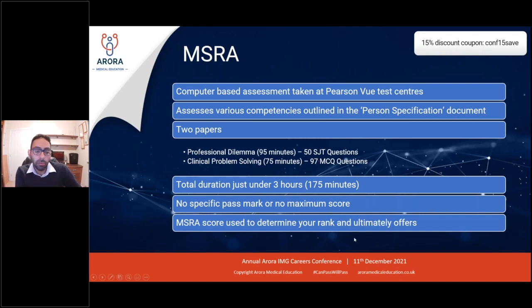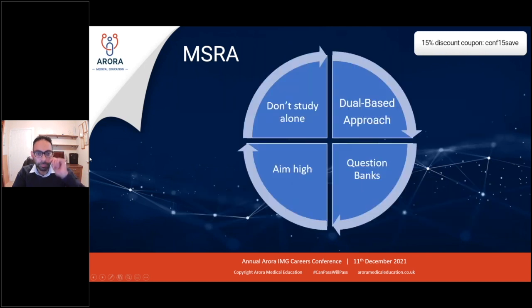In the past, before COVID, MSRA was stage 2, and then you had stage 3, which was a kind of face-to-face assessment. Stage 3 has not run for a long time because of COVID. It is all based on MSRA. So if you're preparing for MSRA right now, you need to make sure you get it right, because it is very competitive and you want your score to be as high as possible.